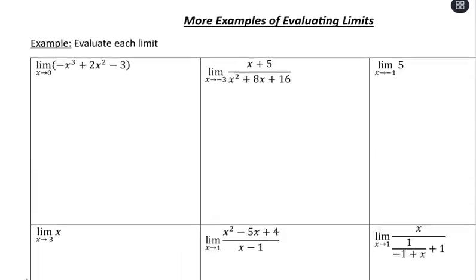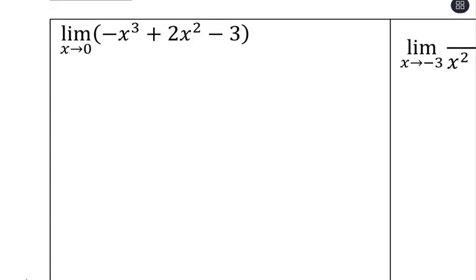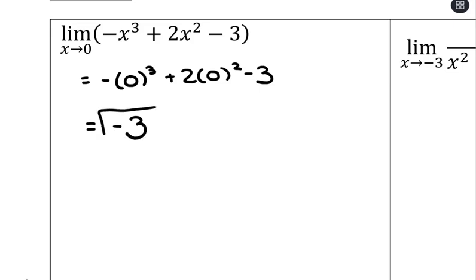Okay, first example here. Where I'll start with all of these is trying direct substitution. This one is going to work great for that. So we'd have a negative 0 cubed plus 2 times 0 squared minus 3. All of that is just going to evaluate to a negative 3. No issues there. Direct substitution works great for plugging into, in this case, a cubic function, but really plugging into any sort of polynomial, we're going to be good to go.